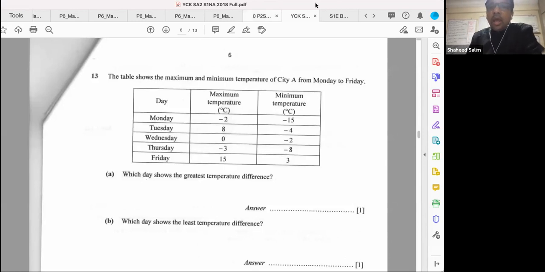Anyway, so how to find the range of temperature, the difference? You take maximum minus minimum. Okay, let's say if this is 15, this is 3. 15 minus 3, what do you get? So you can put another column here. I just show you positive is easier. 15 minus 3, what do you get? You get 12.